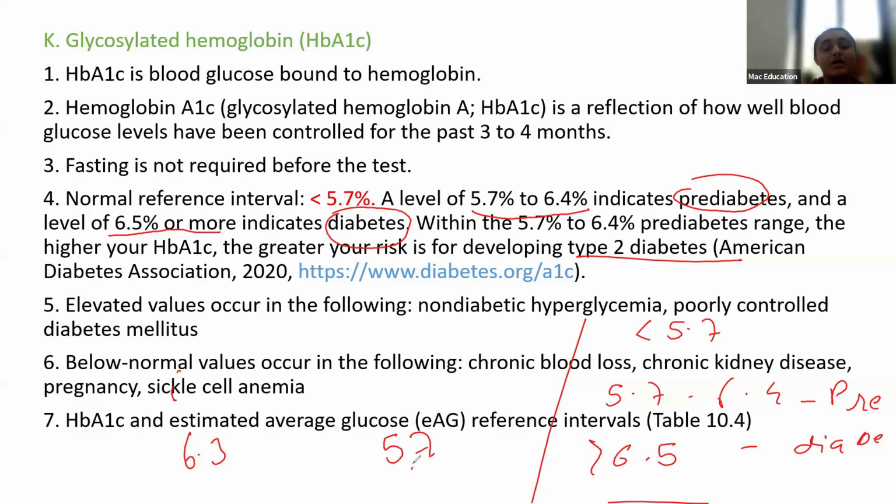Elevated values occur in the following. In which conditions will HbA1c be higher? So, non-diabetic hyperglycemia. What is that? The patient has not been diagnosed with diabetes yet, but their blood glucose is high. So that is called non-diabetic hyperglycemia.